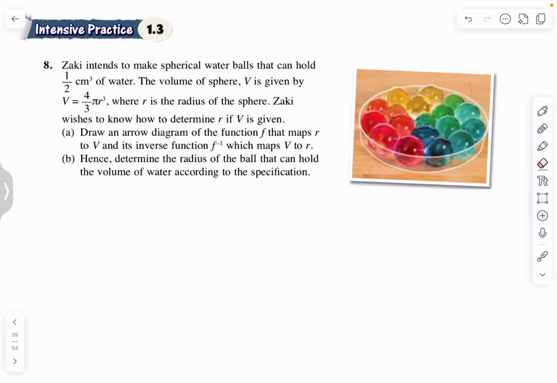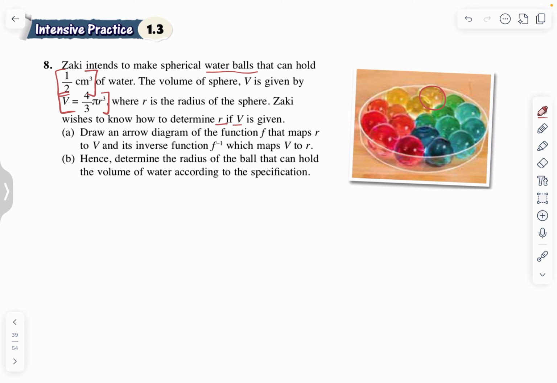Question 8. Zaki intends to make spherical water balls. So these are the spherical water balls that can hold this much of water. Volume of sphere is given by this equation, where r is the radius of the sphere. Zaki wishes to know how to determine r if v is given.